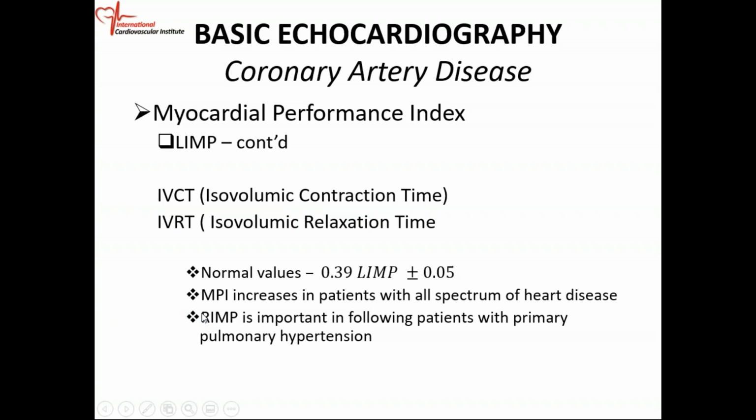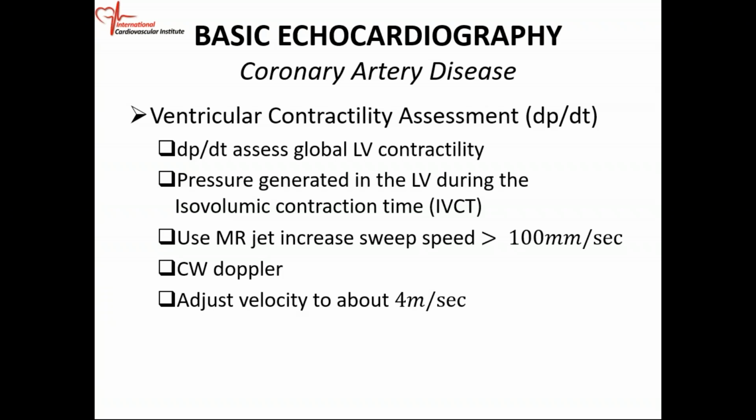RIMP, which is right ventricular index of myocardial performance, is very important in patients who have primary pulmonary hypertension. Some facilities use this measure to follow their patients. All right, so that is the MPI Tei index. Okay, you need to know a little bit about it.